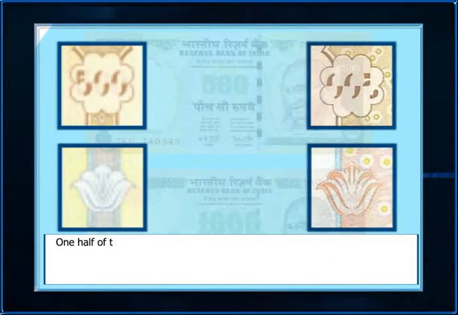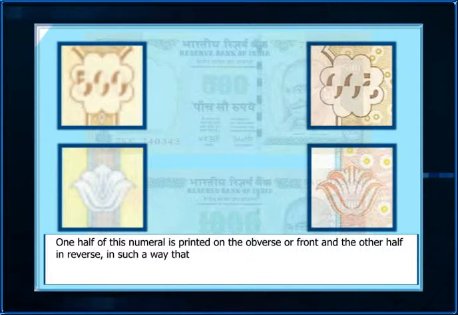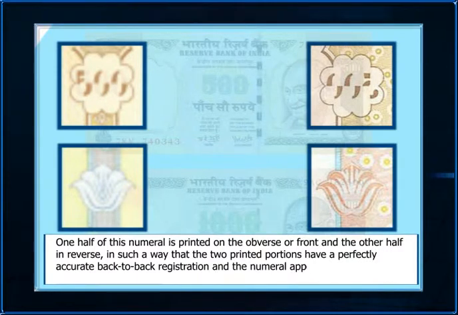One half of the numeral is printed on the obverse or front and the other half in reverse, in such a way that the two printed portions have a perfectly accurate back-to-back registration and the numeral appears as one when viewed against light.